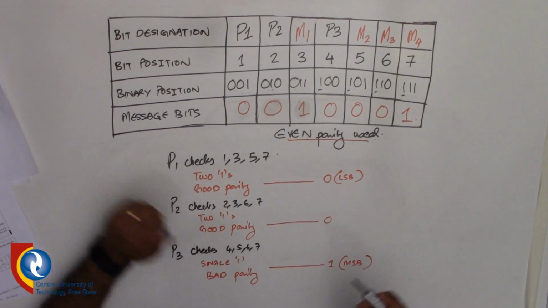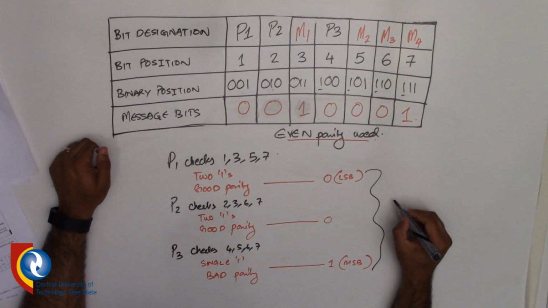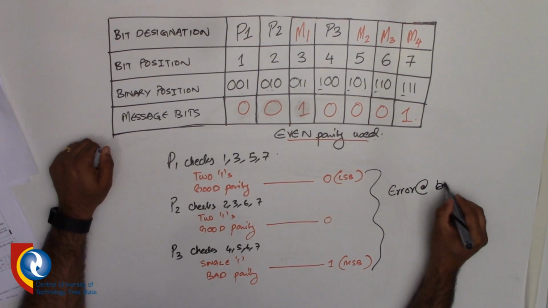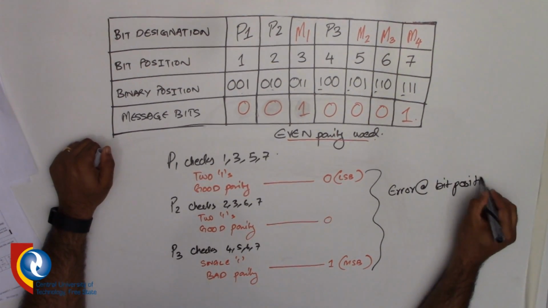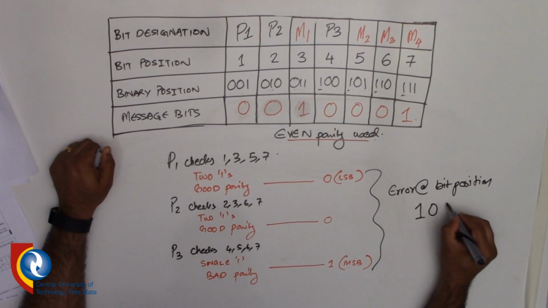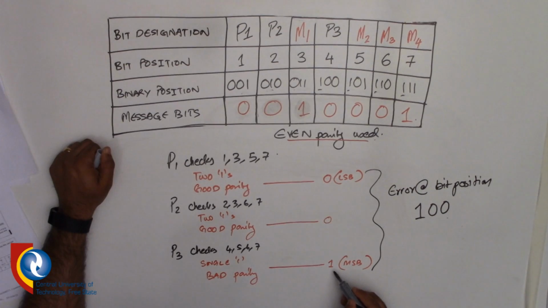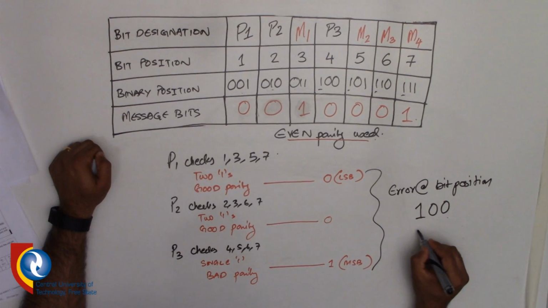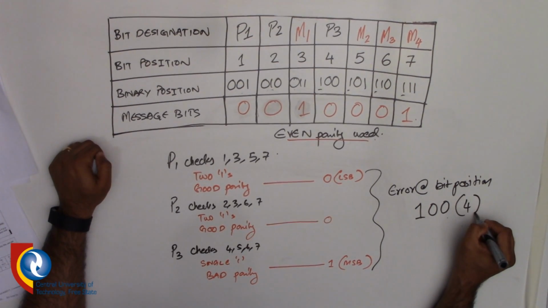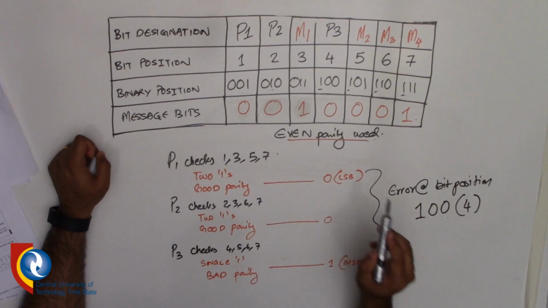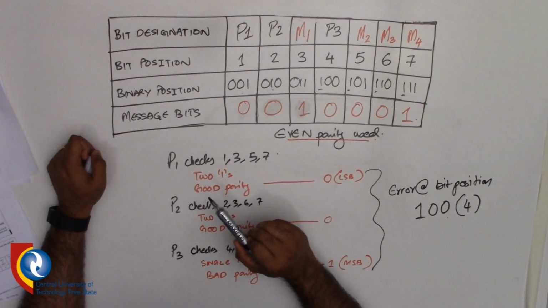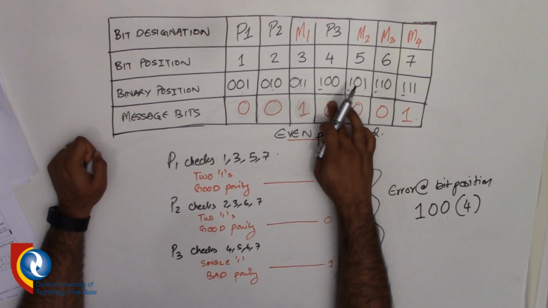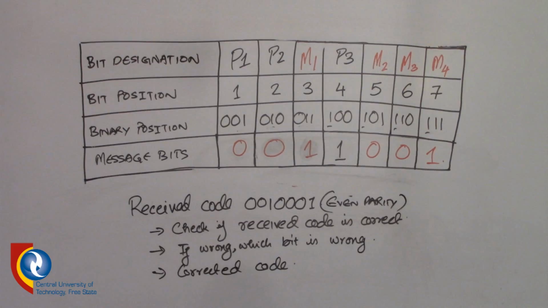So what this basically means is that we have an error at bit position 100, and that 100 is obtained from this cell. That means that we have an error at bit position 4, which basically means that it is a 0 at bit position 4 at this moment, and that is a mistake, and it is actually supposed to be a 1. Right.